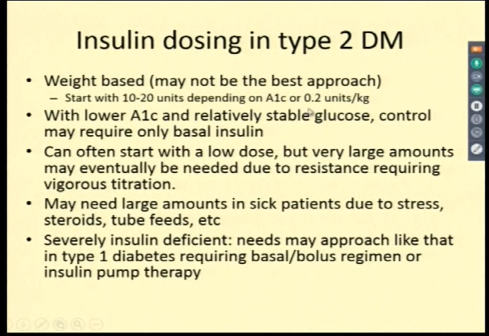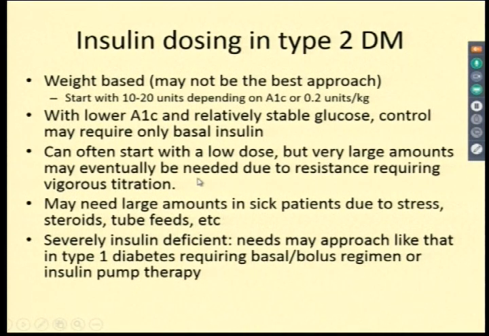So it's hard to know actually the best starting dose. In the study we're doing, if the A1C is under 8, we'll start with 10. Over 8, we'll start with 20, but another way is 0.2 units per kilogram. But really, it's more a matter of adjusting over time. So with a stable glucose and lower A1C, you may only need basal insulin. You can start with a low dose, but large amounts may eventually be needed.